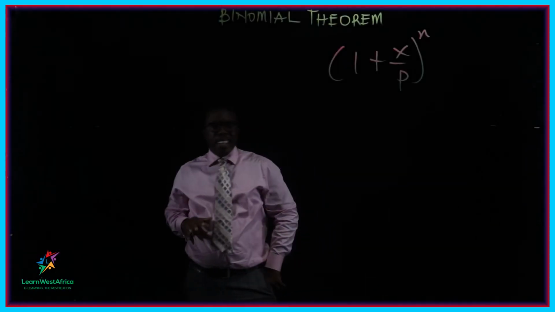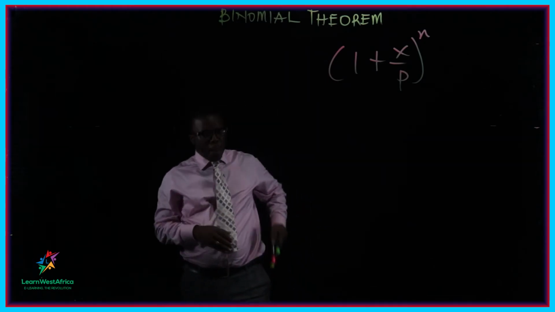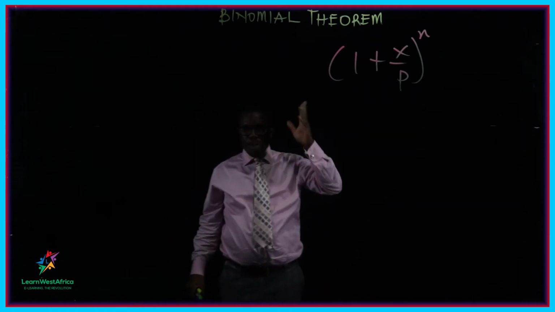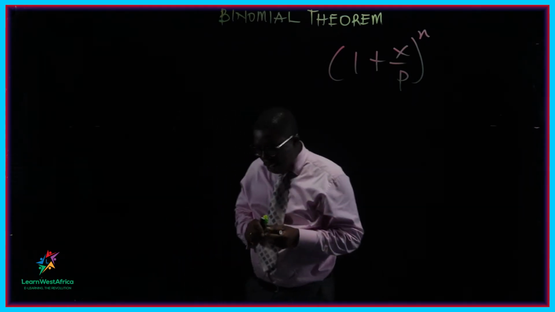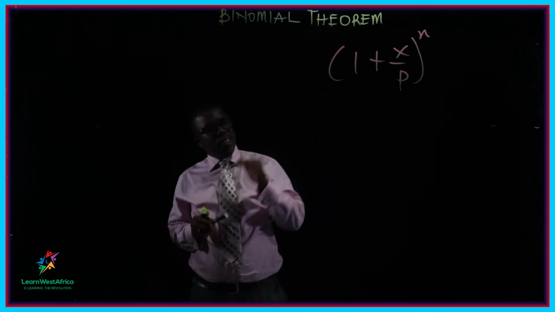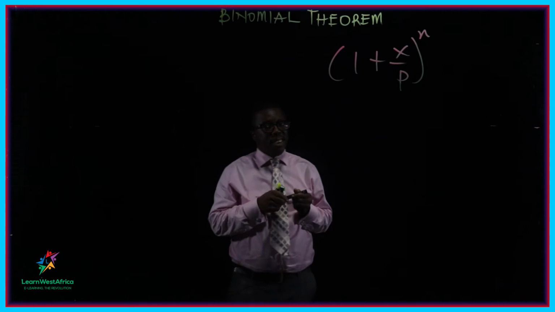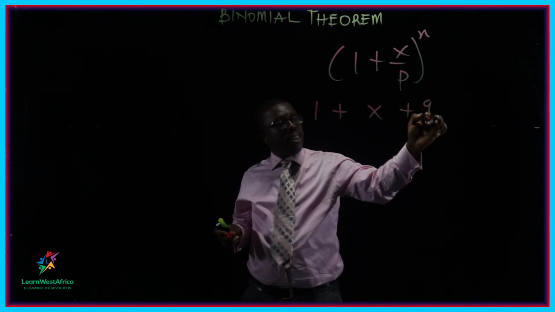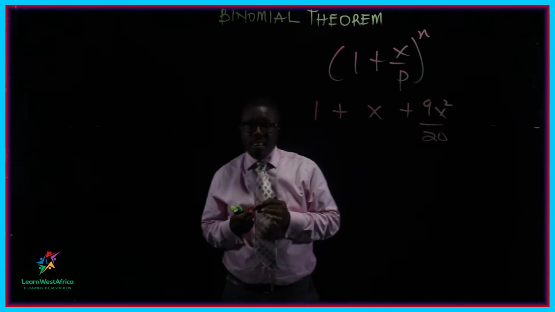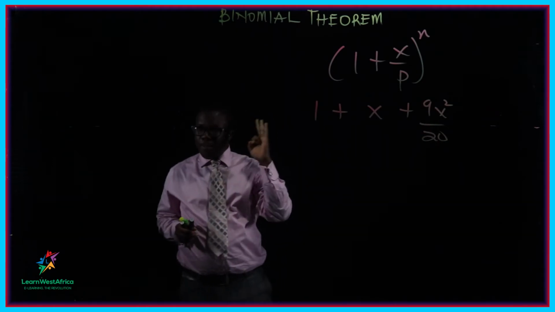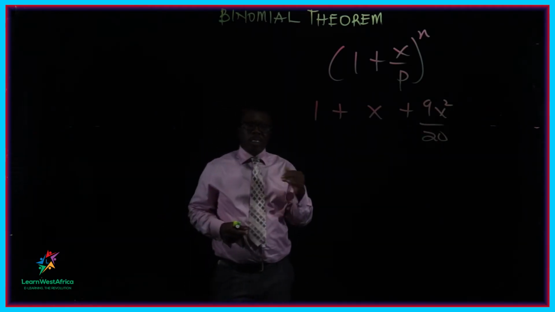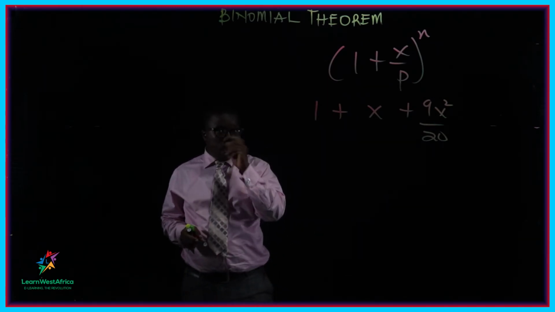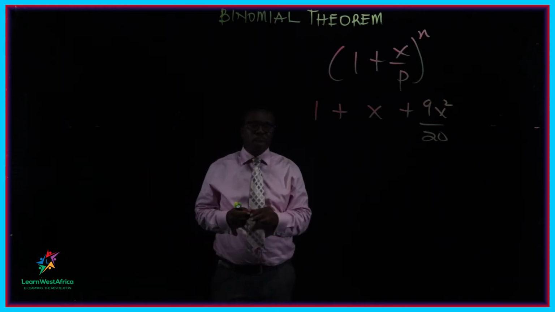Okay, so in this second problem, we have been given a binomial expression, and this binomial expression is of the form (1 plus x over p) raised to the power n. The problem says that the first 3 terms, when this expansion has been done in ascending order, is 1 plus x plus 9x squared over 20. This is the first 3 terms that you will get when you have performed this particular expansion. And the question is saying that we should find the values of n and also the values of p. So how do we deal with such a problem?